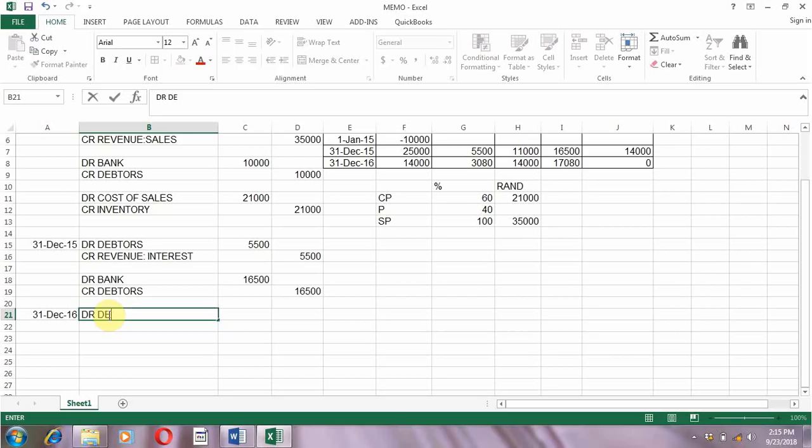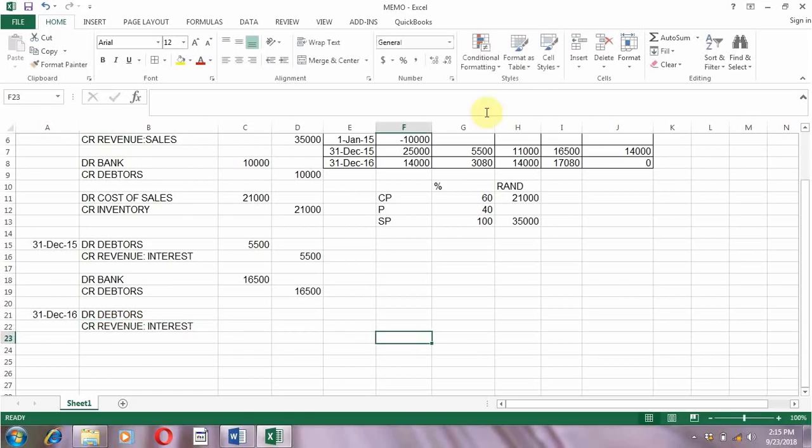So I will again debit the debtors account, if I can ever just spell it correctly, and I will credit my revenue interest again. I have done the calculation already, so make sure that it does correspond. The interest there should be 3,080. So there we go. I'm going to use that amount for the interest that is due to me.